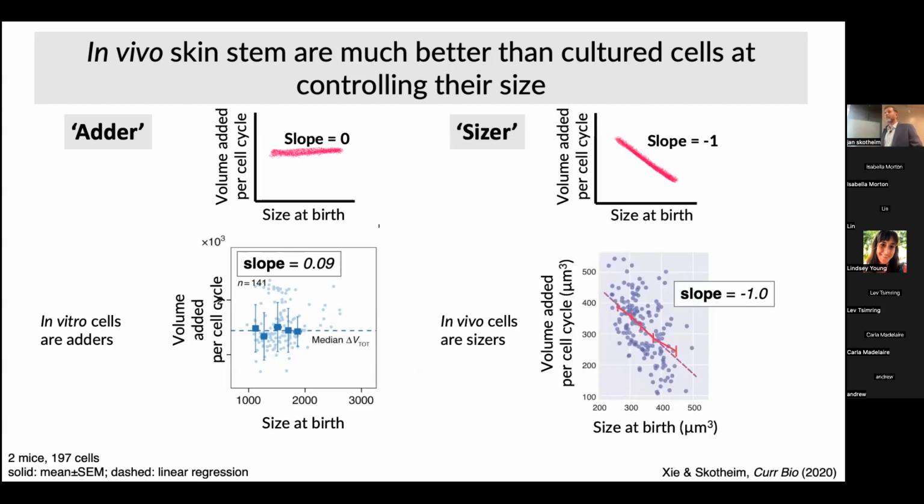In contrast, what we see for the epidermal stem cells growing in the mouse skin is something much like a sizer, right? So actually there's a slope of -1. There's an inverse correlation between how big the cell is when it's born and how much it grows during the entire cell division cycle. This is basically the best size control that I've ever observed, that you're able to get this really good compensation. This is a kind of a perfect sizer, if you will. So it's doing a good job in controlling its size.